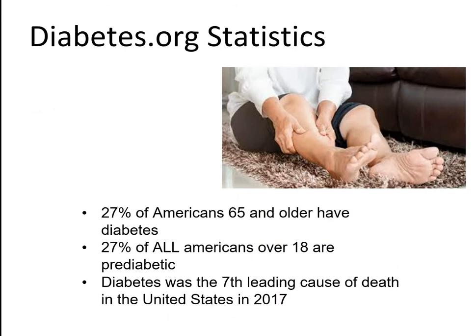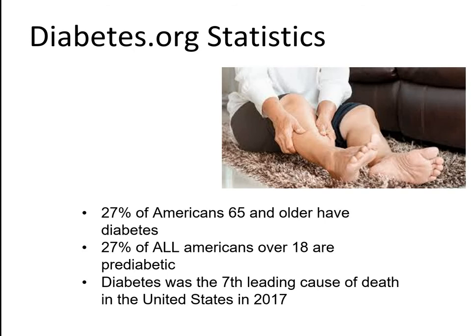Now, diabetes.org has some statistics. 27% of Americans 65 and older have diabetes, and 27% of all Americans over 18 are pre-diabetic. Now, these numbers are always going up. I did a talk like this about a year and a half ago, and some of the most recent data that I was working with at the time was talking about 25%, and it just keeps going up and up. Now, diabetes, when you look back at 2017, was the 7th leading cause of death in the United States.